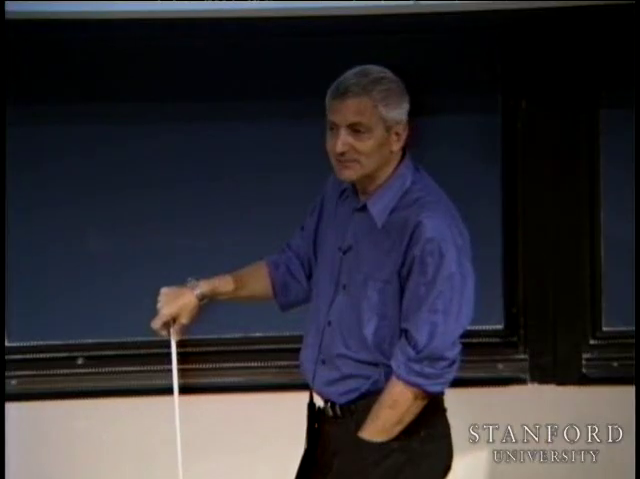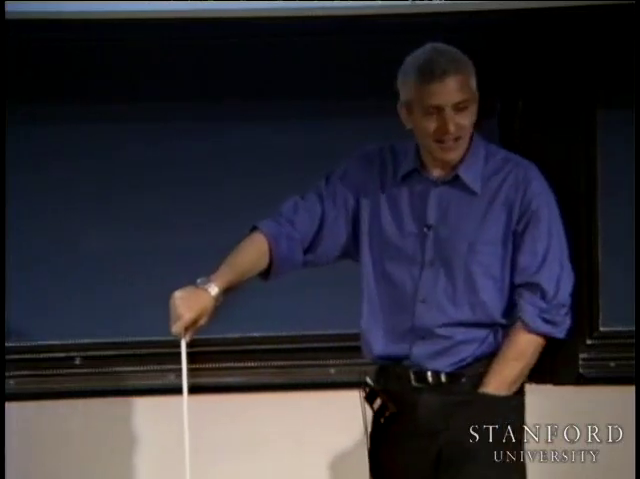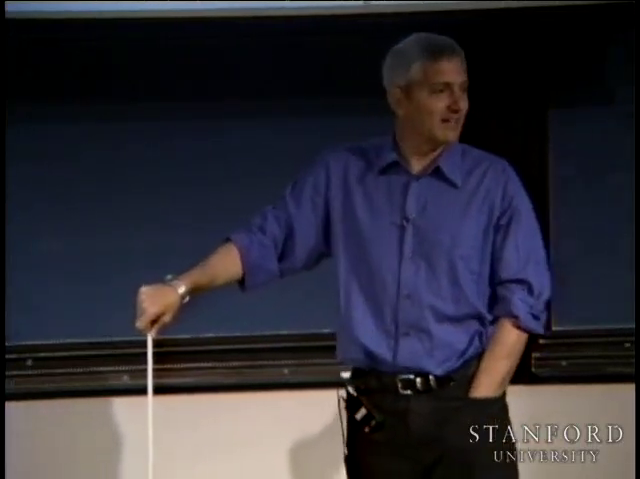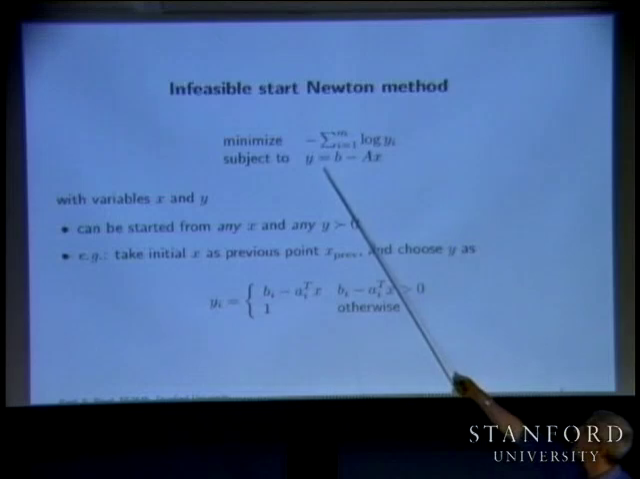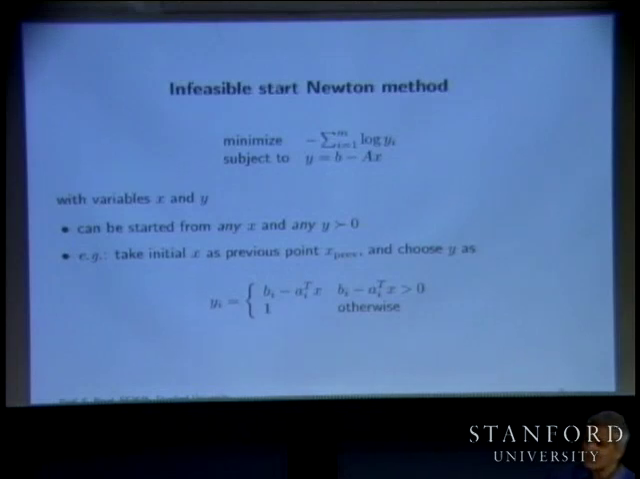Why not? That's a point nice and squarely in the domain of the objective, which is the sum of logs. So you set all these. Now, when you do that, obviously this equality constraint is not satisfied, unless you're really, really lucky. So this is the initialization.